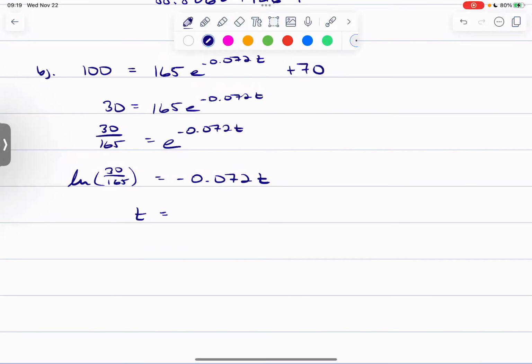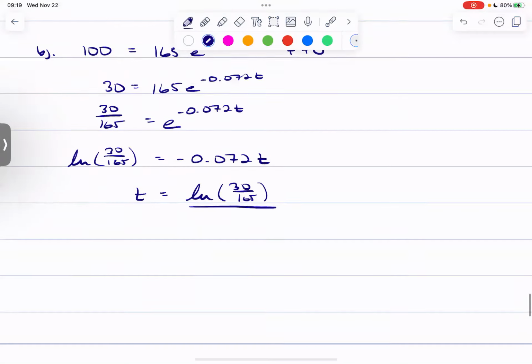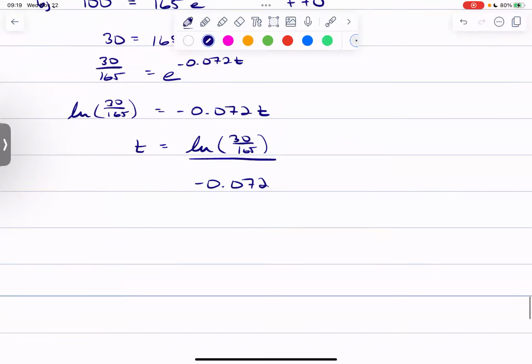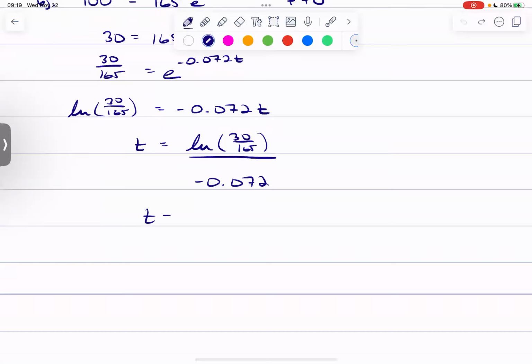T is the natural log of 30 divided by 165 divided by negative 0.072, but what's actually stored in A for me. So I get t is roughly 23.54888421 minutes. Nice.